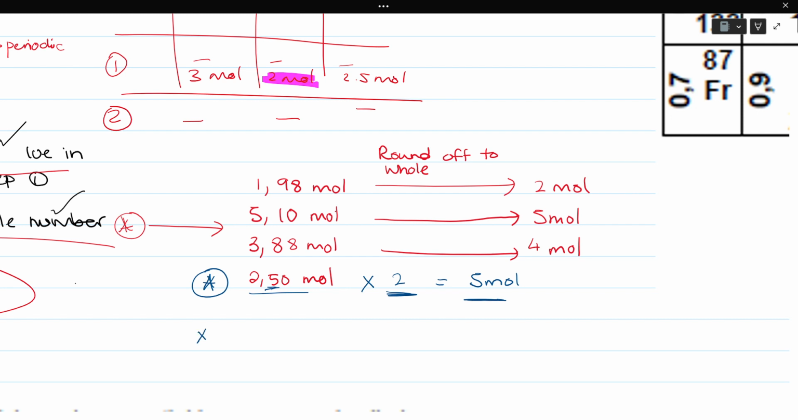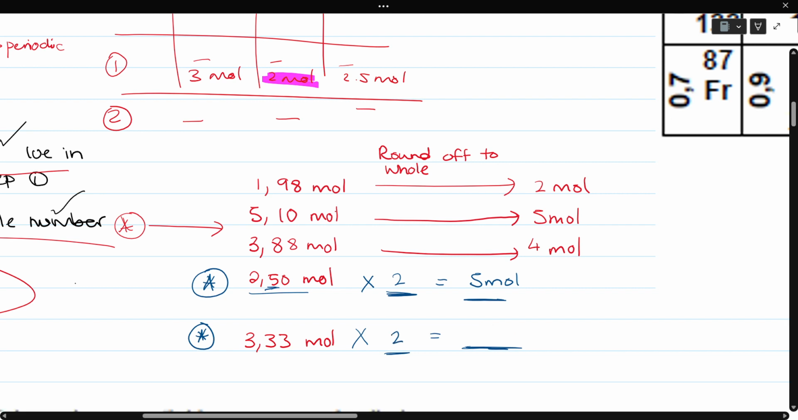The other one is if you have a number like 3.33 moles. This number again, do we round down to 3? Do we round up to 4? We don't really know, so we're going to do the same thing. We're going to multiply this number by another number so that we get a nice whole number here. So let's see what we can do. If I multiply this by 1, I'm going to get 3.33, which is pointless. So let's take that out.